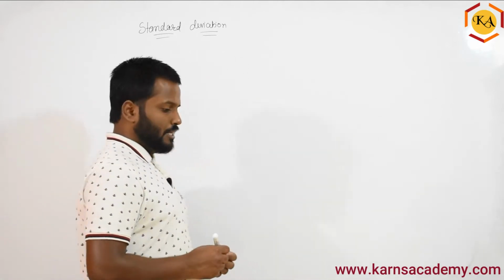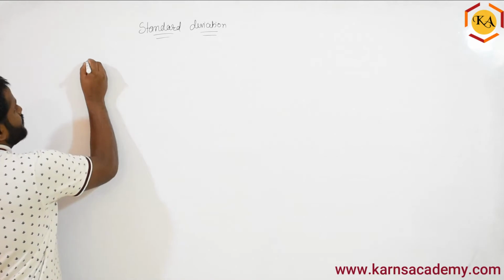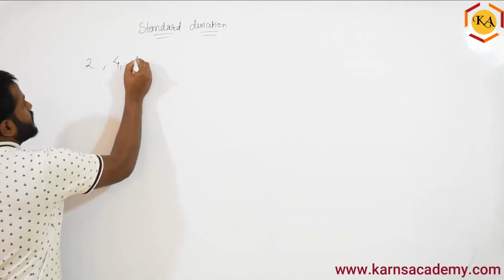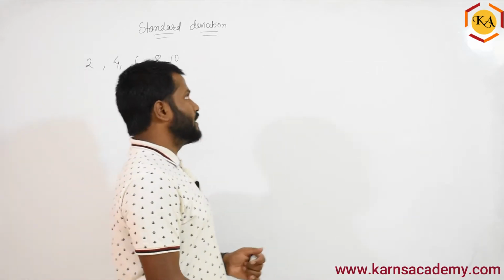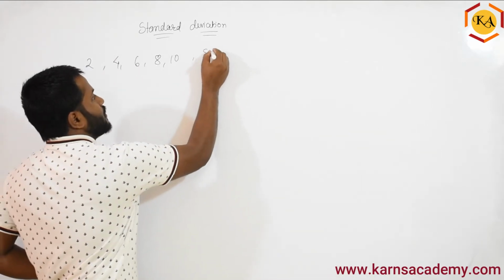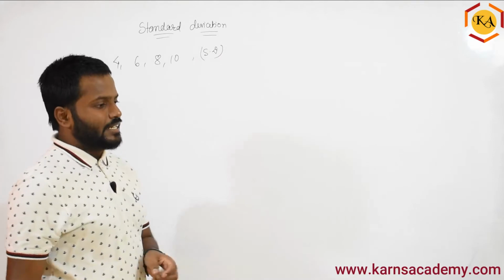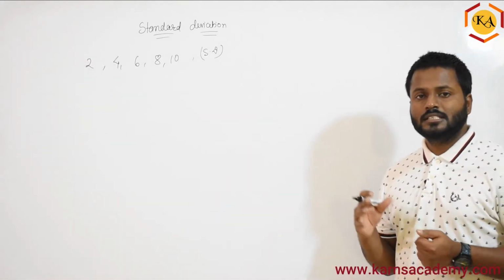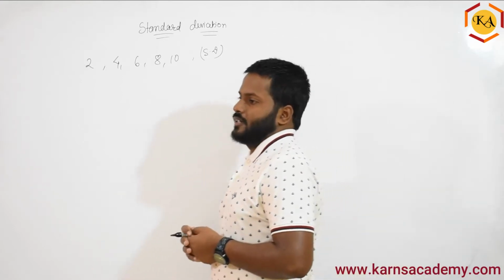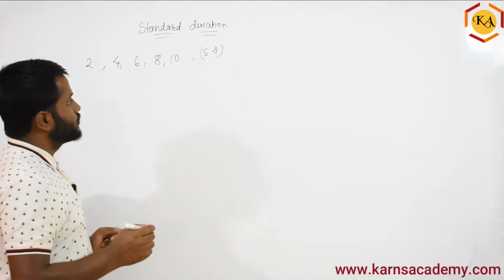So let's take one simple data. I have assumed 2, 4, 6, 8 and 10. This is the data they have given, and they ask you to find the standard deviation. Now, which type of data is it? By seeing the data, you would have understood that this is ungrouped data, right? So what is the formula for standard deviation?